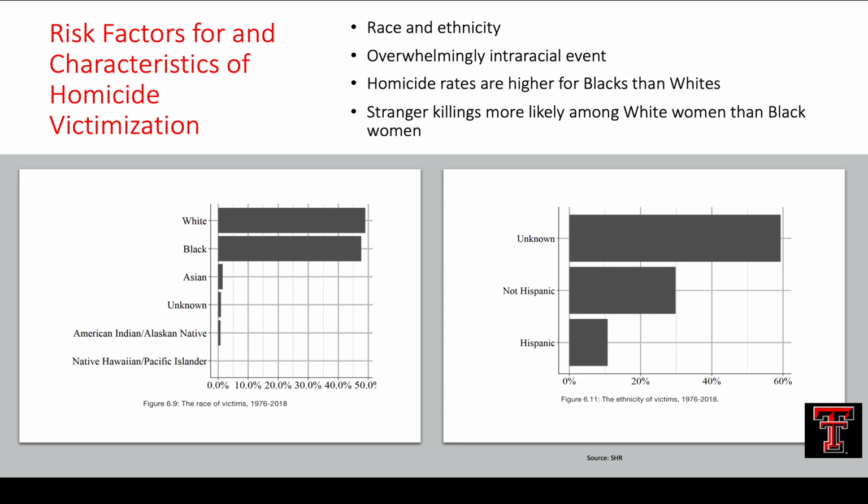Okay, so race and ethnicity, it's an overwhelmingly intra-racial event, so people killing people of their own race rather than other races. Homicide rates are slightly higher for blacks than they are for whites. Stranger killings are more likely among white women than black women, so black women are more likely to be killed by someone they know than a stranger.